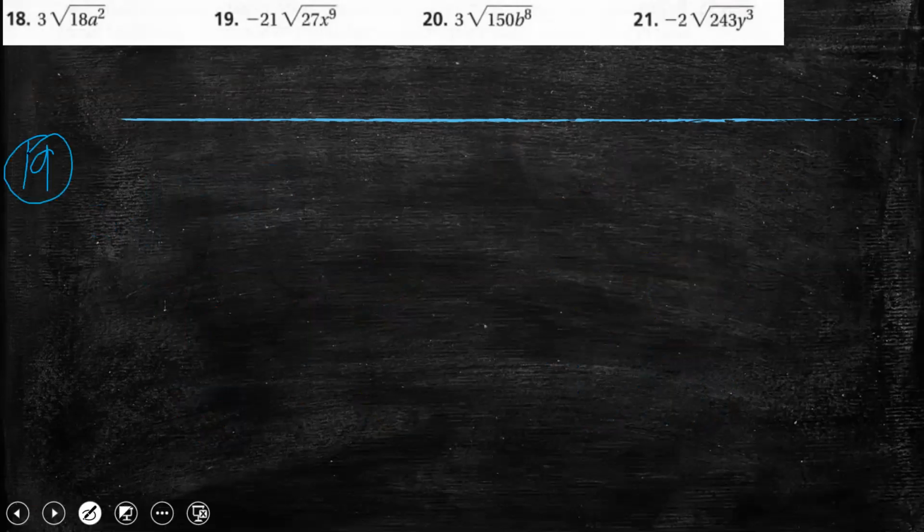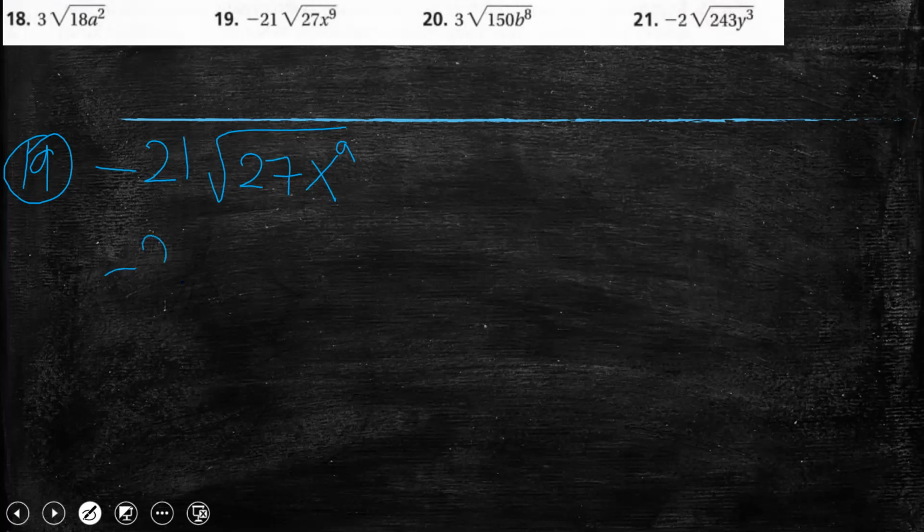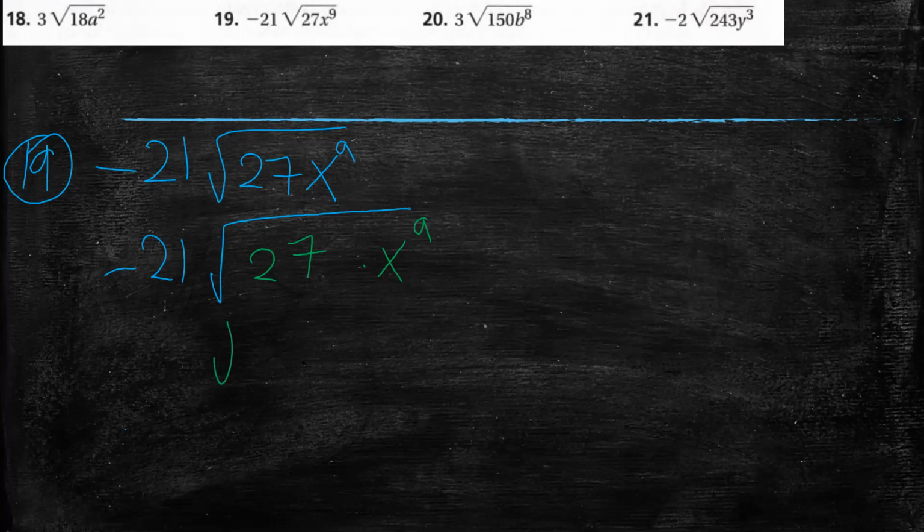The number 19 here, we have negative 21 square root of 27x to the power 9. As we said, shall we simplify negative 21? No. I deal only with the number that's under the square root, which is not negative 21. Then I will now look at these numbers here. 27 times x to the power 9. So I can distribute it now into square root of 27 times square root of x to the power 9, as we did before.